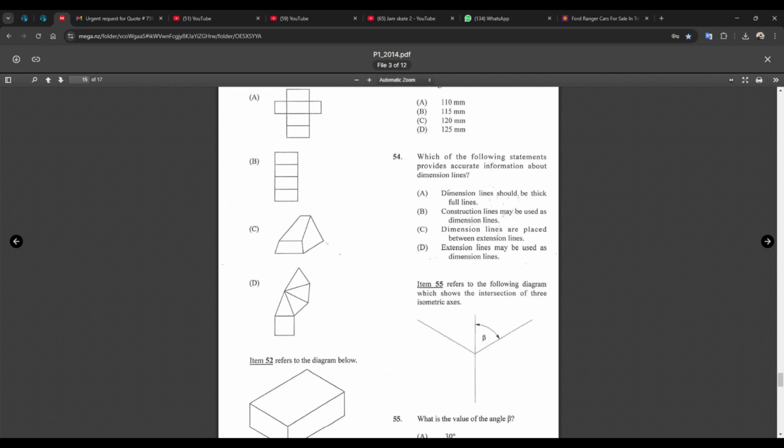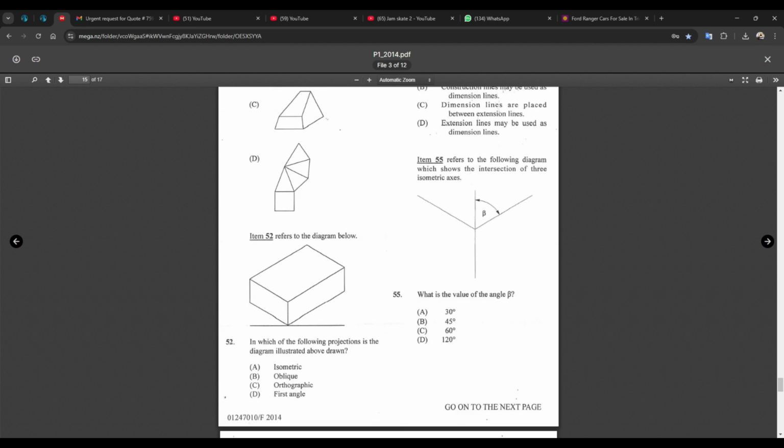Which of the following statements provides accurate information about dimension lines? Dimension lines should be thick full lines. Construction lines may be used. Dimension lines are placed between extension lines. C. Dimension lines are placed between extension lines.